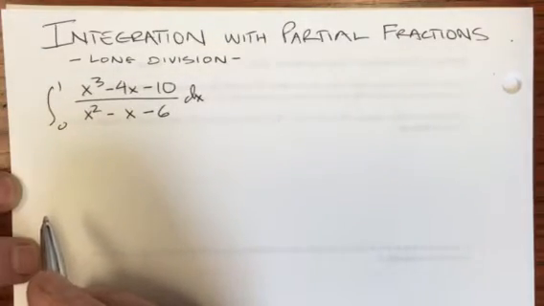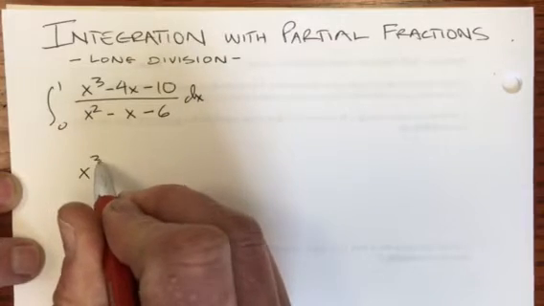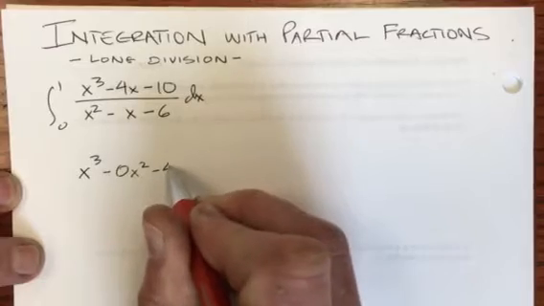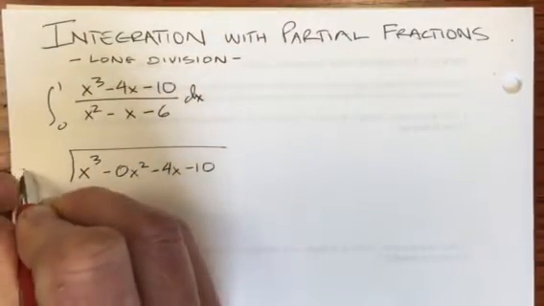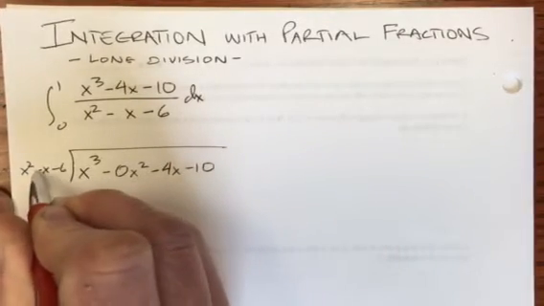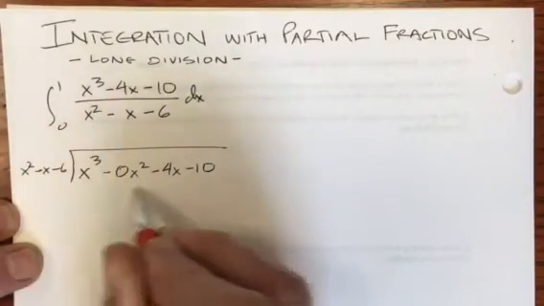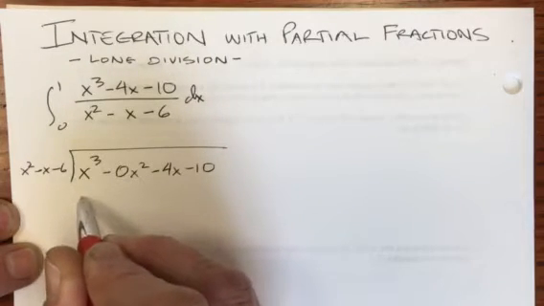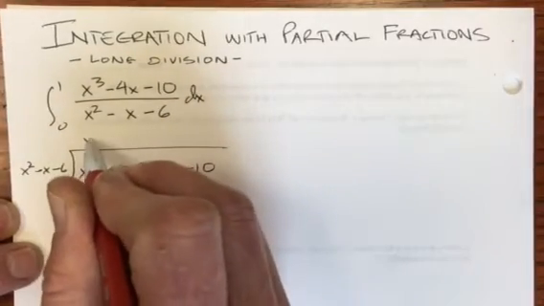it more easily integrated. So to do that, I'm just going to set up very carefully x to the third minus 0x squared minus 4x minus 10, and then I'm going to divide into that x squared minus x minus 6. Okay, well, I'm going to set up my trinomial expression down here that is going to eliminate that lead term. So what do I multiply x squared by to be exactly x to the third? It's just good old x.